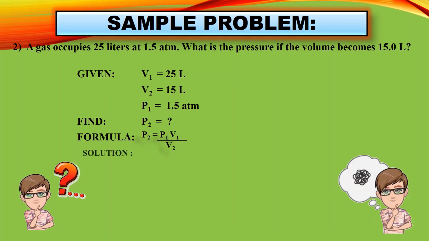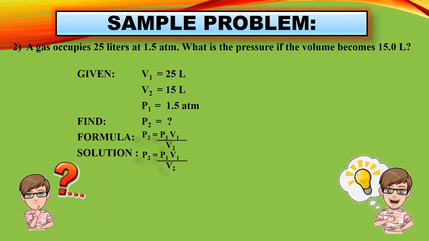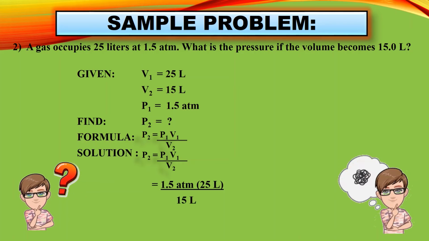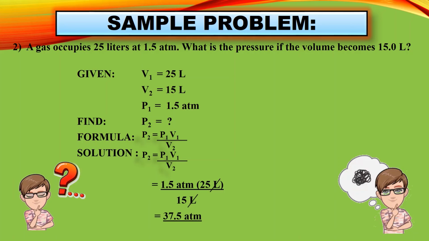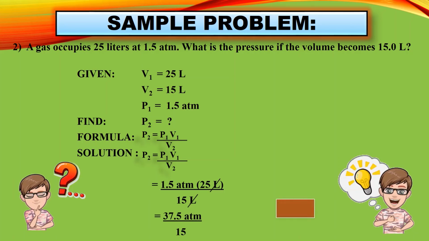Solution: copy the formula, then substitute. So you get 1.5 atm for P1 multiplied by V1, which is 25 liters, divided by 15 liters. So we are going to cancel out the same unit, which is liter. Then multiply 1.5 and 25, so you get 37.5 atm divided by 15. So our final answer is 2.5 atm.